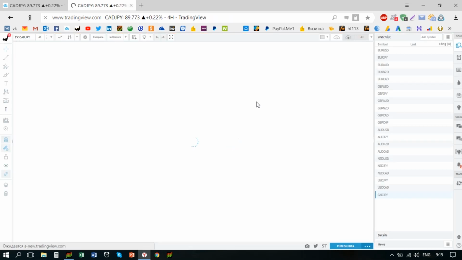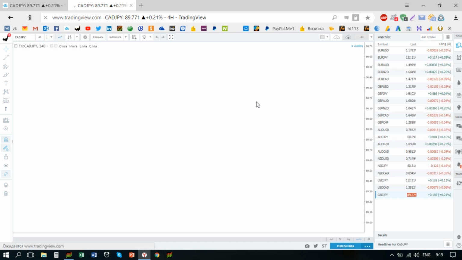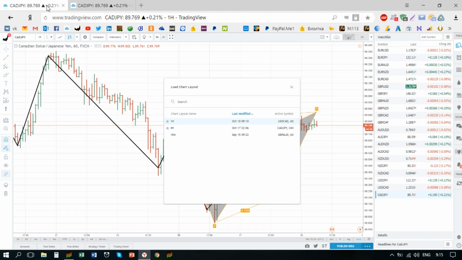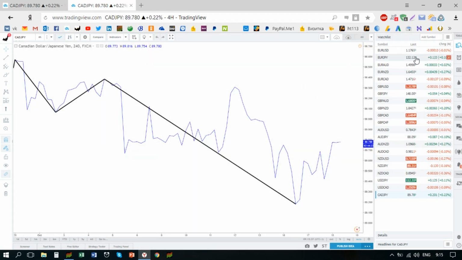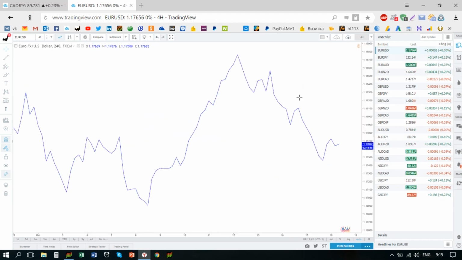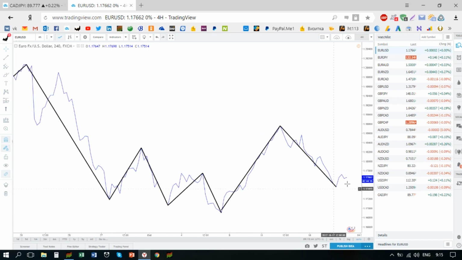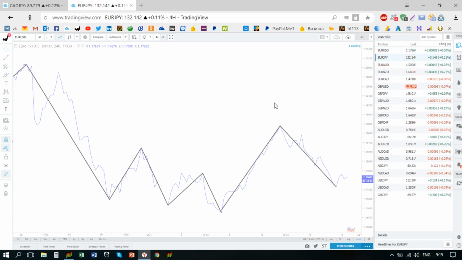And 4 hour doesn't change as radically as 1 hour, so I will most likely have nothing new from yesterday, so it most likely stays the same. Let's go to euro dollar, the first pair. You see no changes since yesterday.